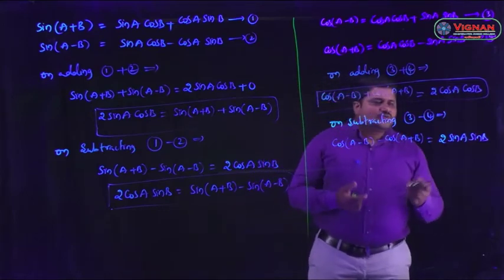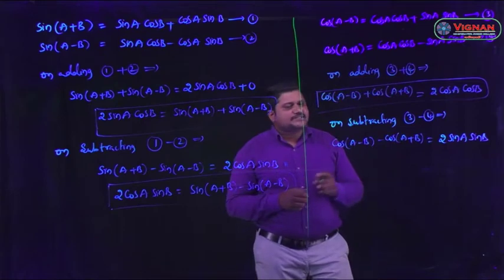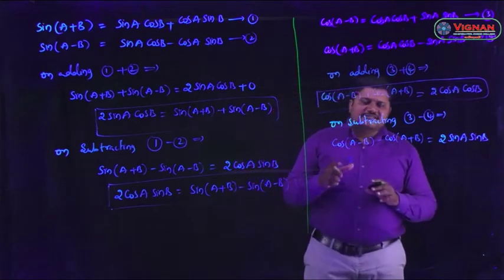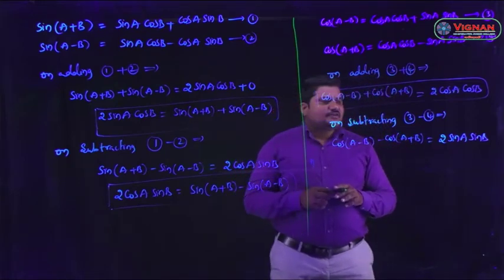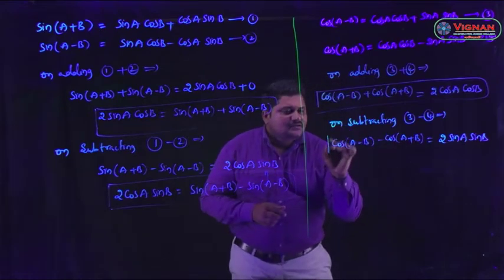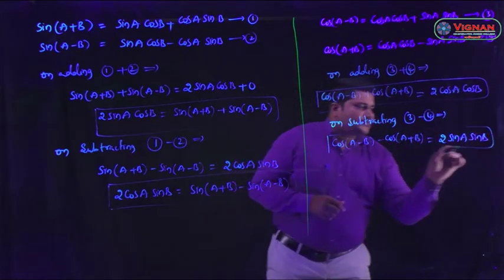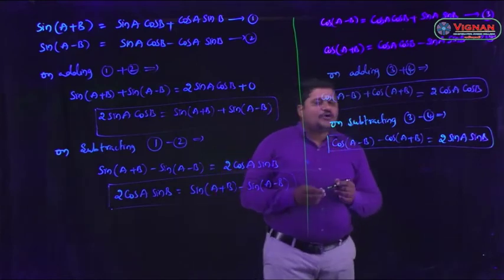And also we can read this as 2 sin a sin b is equals to cos of a minus b minus cos of a plus b. This is another formula. We get here 4 formulae.